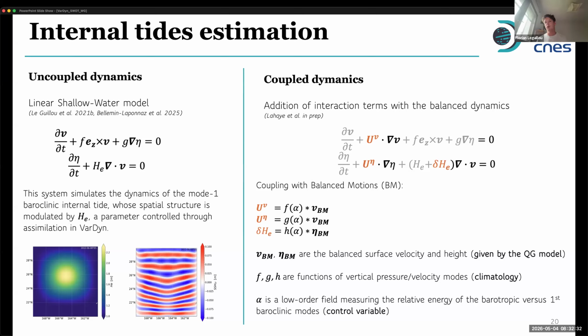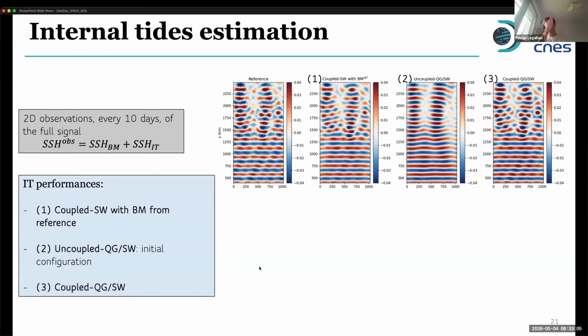And this becomes our main control variable actually, and it's a super smooth field, way smoother than the HE we tried to invert before. So instead of estimating HE for all the pixels in space and time, now we just estimate alpha, which is way smoother, and we add two other terms also. So this is the setup, and these are the results.